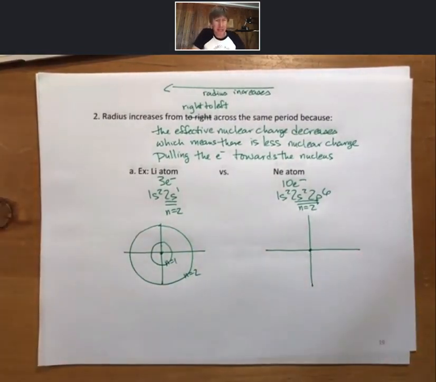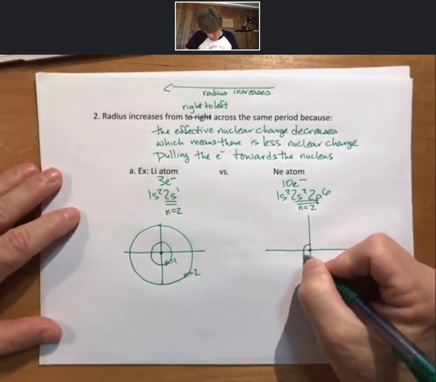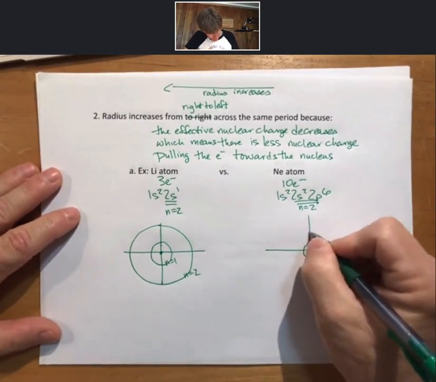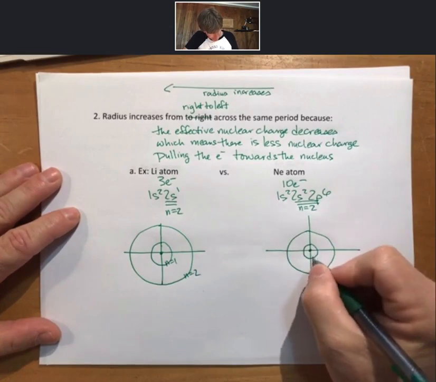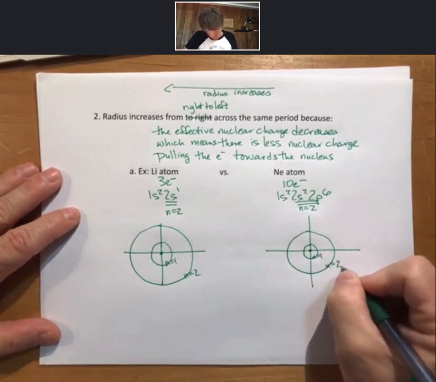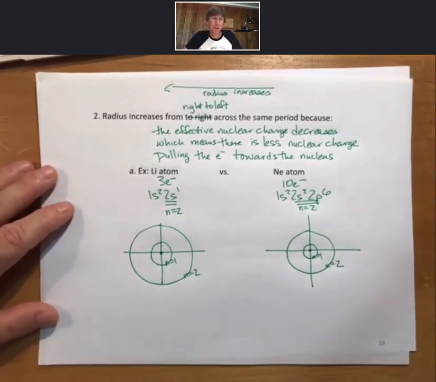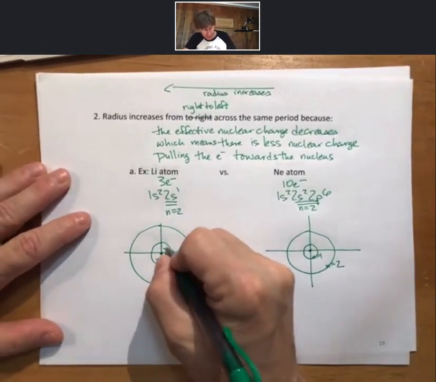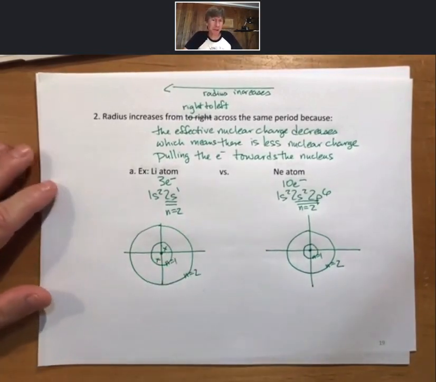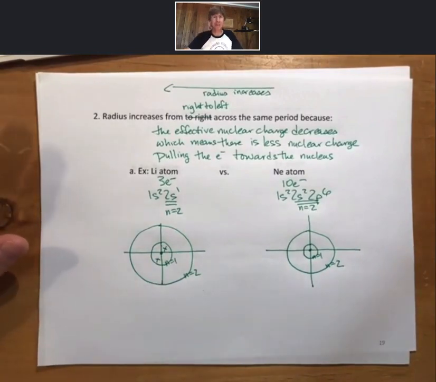Now, I know what the answer is going to be. Neon is smaller, so n equals 1 and n equals 2 will both be smaller, which means that neon will be a smaller atom. Now, let's look at this. Each x represents an electron. I know they're moving very fast about the nucleus, but this is a schematic picture.